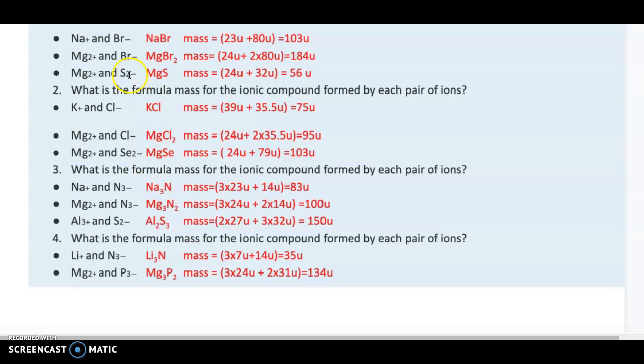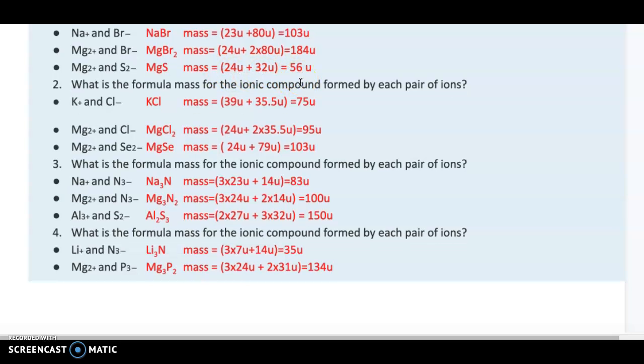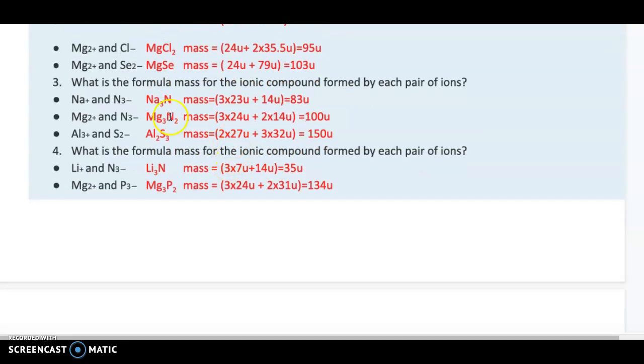This example is easy. You look up the mass for magnesium, you look up the mass for sulfur, and you add them up and you get 56. Okay, let's do something more complicated. For example, like over here, you have 3 magnesiums and you have 2 nitrogens. Make sure to multiply the mass of 1 magnesium by 3 and mass of 1 nitrogen by 2 in order to get the mass of this particular chemical formula.